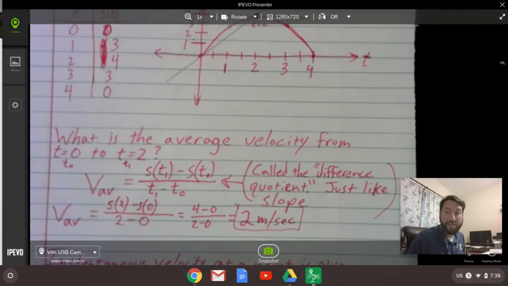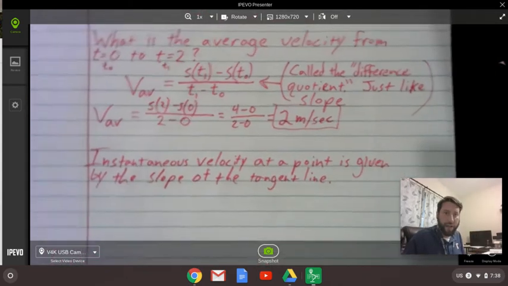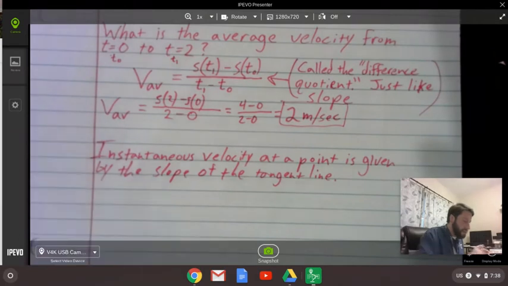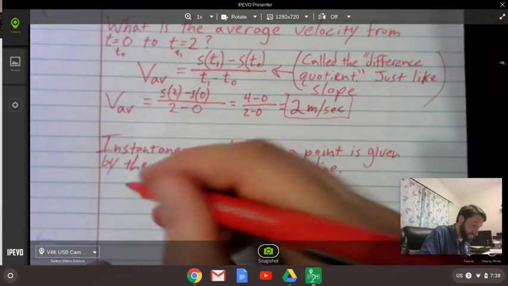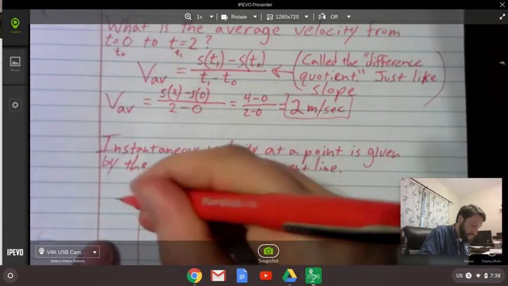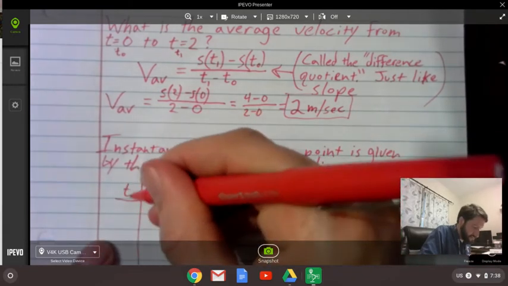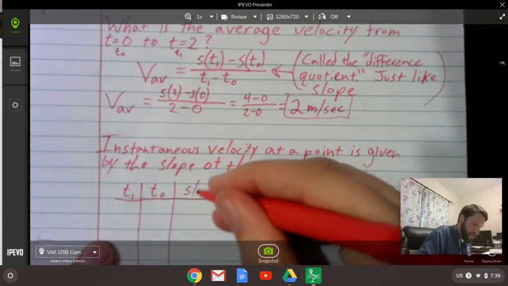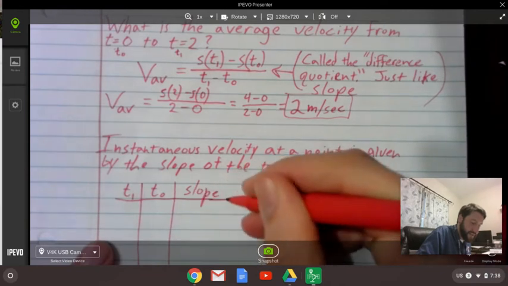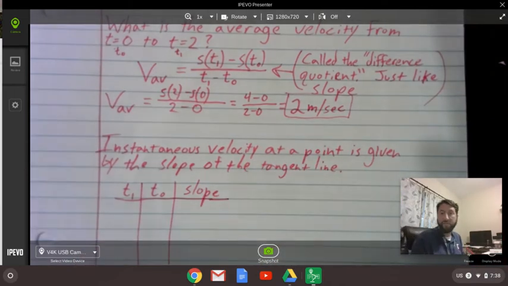Limits is basically, you have 2 points. What happens as these points get closer to each other? And so that's what we're going to look at here. So I'm going to make a table down here, and slope, because velocity is the same thing as our slope. All right, so velocity, slope, rate of change, distance over time, it's the same thing.